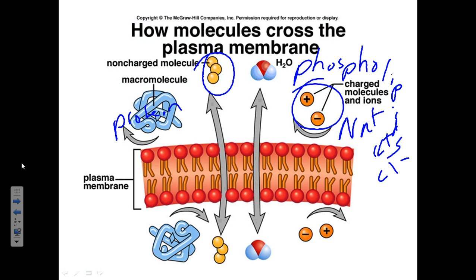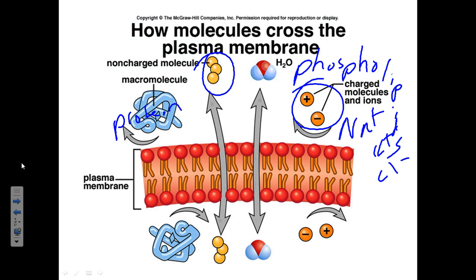Now, are there big molecules that need to get into some cells? Yeah. Are there charged molecules that need to get into some cells? Yes. So there's another way in, besides just going through the phospholipid part of the membrane. We'll get deeper into this later.